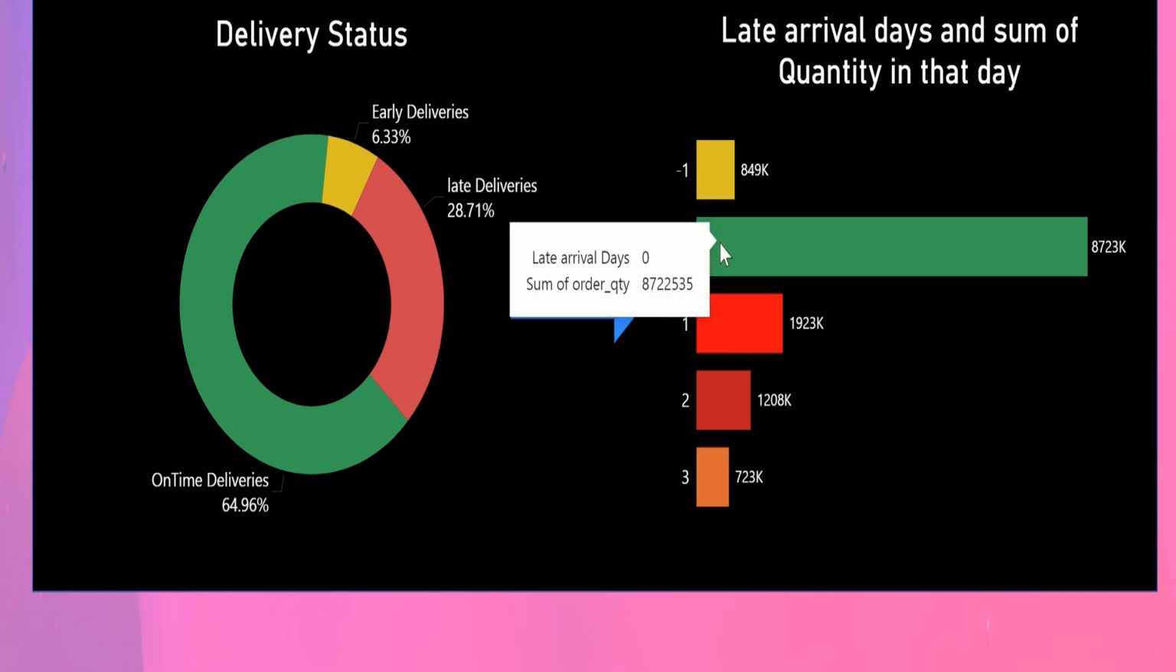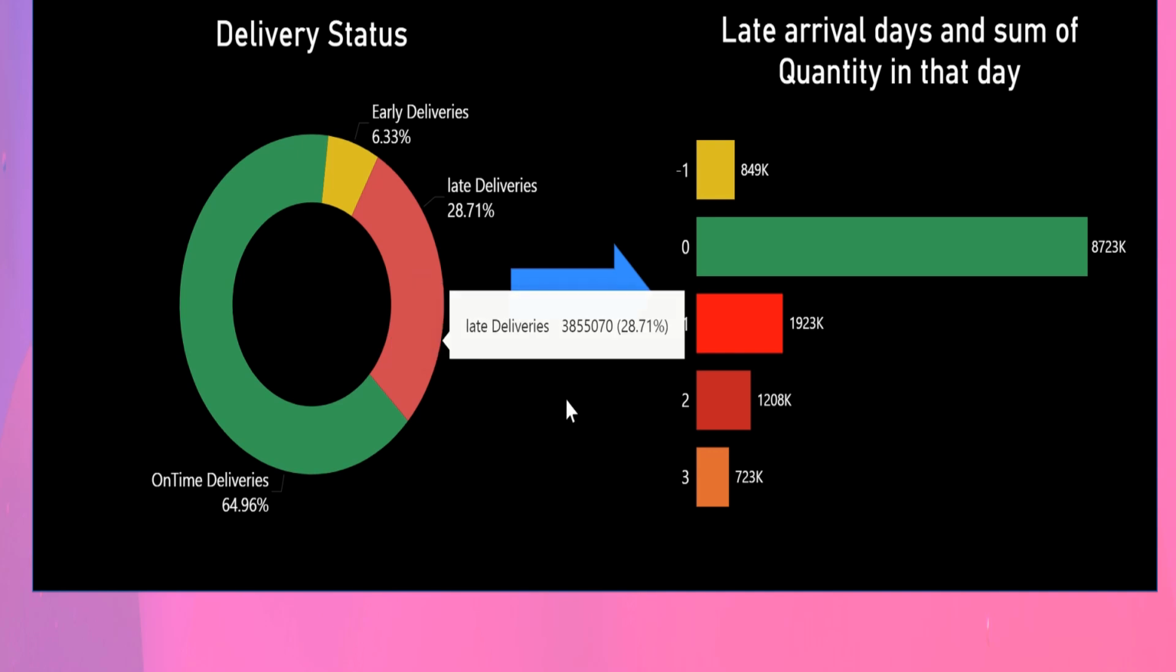And this green here is the on-time deliveries, which is 8,723k. All the ones, these three stacked bar charts, represent the late deliveries. I have tried to use the color palette associated with red, as I have shown the late deliveries in red color. So here you can see the maximum late delivery day is just 3 days. I actually shouldn't be saying just 3 days, but I feel it is not that much.